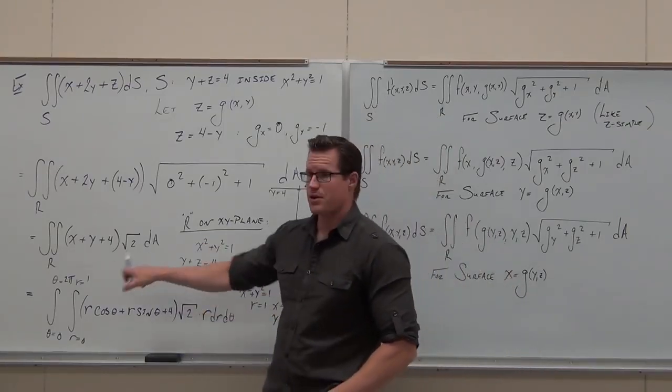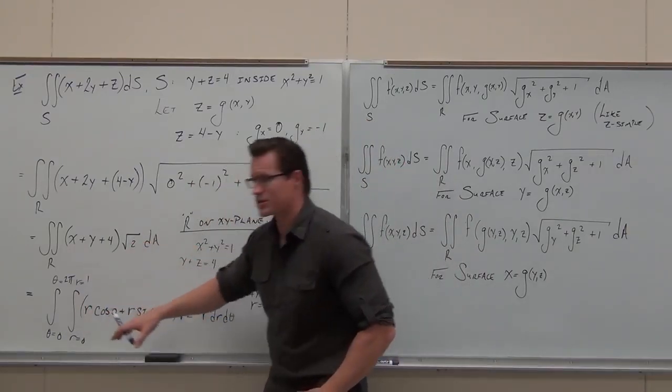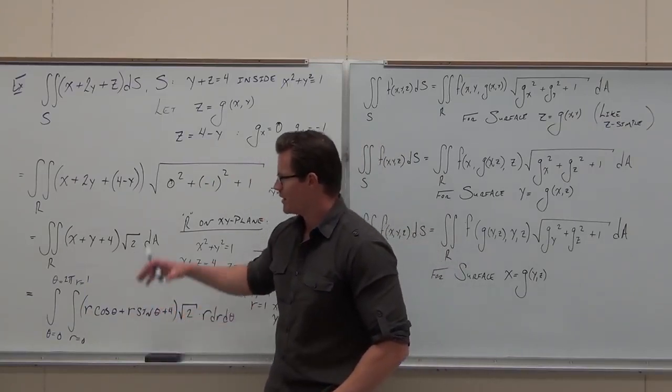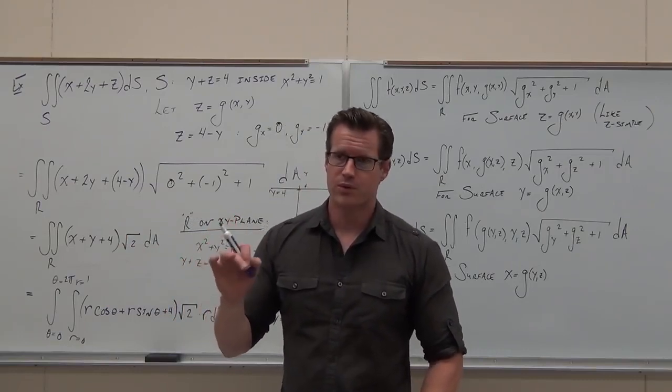Don't forget the R, distribute the R, integrate with respect to R, plug in 0 to 1, it's going to be kind of nice. Integrate with respect to theta, you've got some sines and cosines in there. 0 to 2 pi, what you should get is 4 root 2 pi.